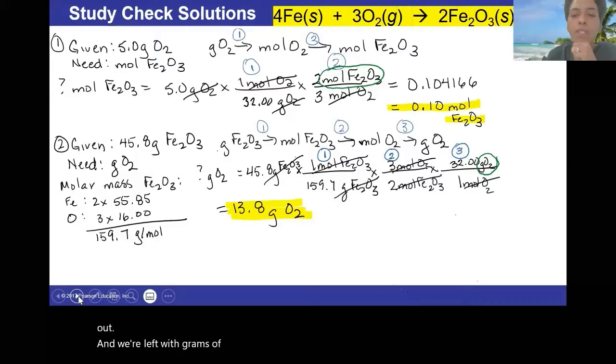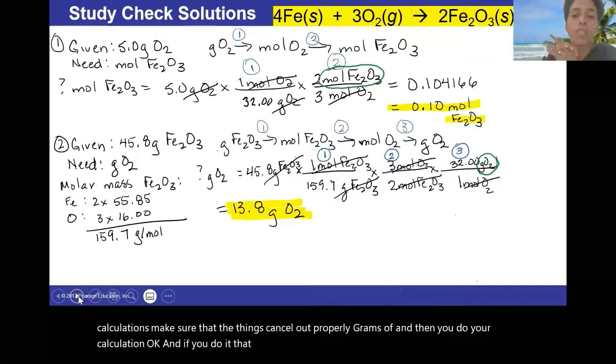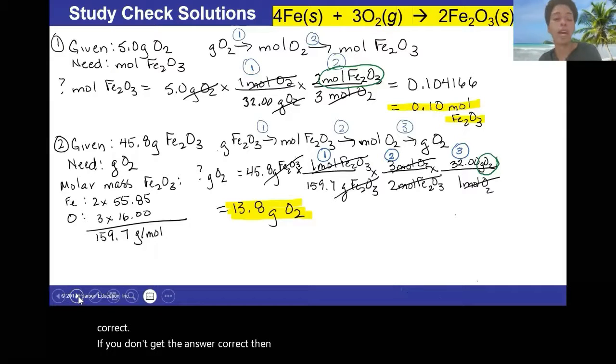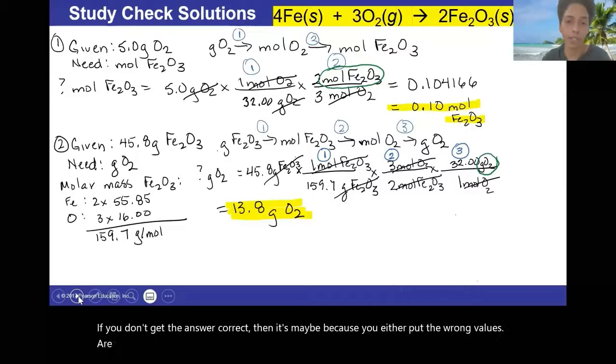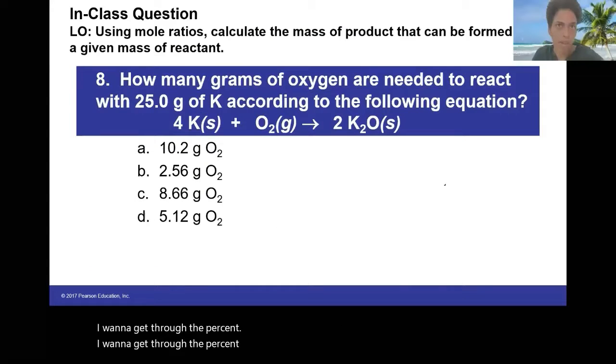So as long as you set up before you even do your calculations, make sure that the things cancel out properly, and then do your calculation. If you do it that way, you're most likely to get the answer correct. If you don't get the answer correct, then maybe you put in the wrong values or plugged things into your calculator incorrectly. And being that we have 3 sig figs, our answer must have 3 sig figs, so we get 13.8. All right, here we go.